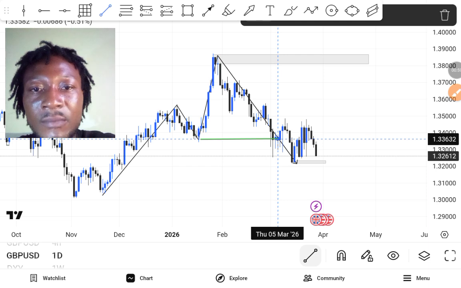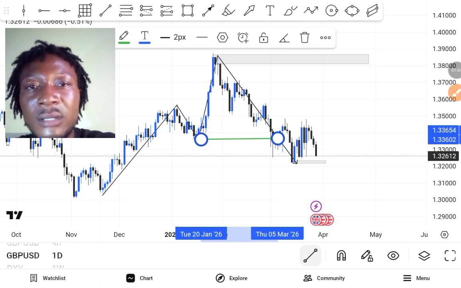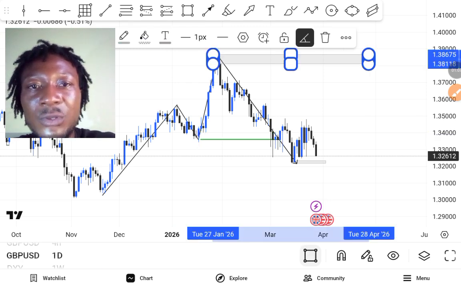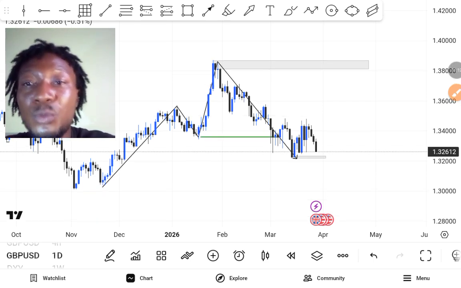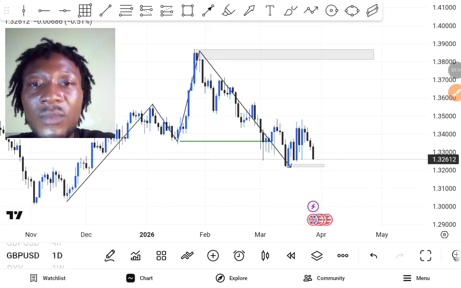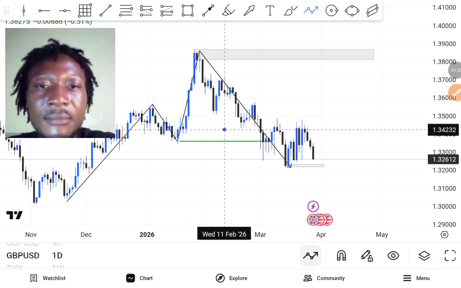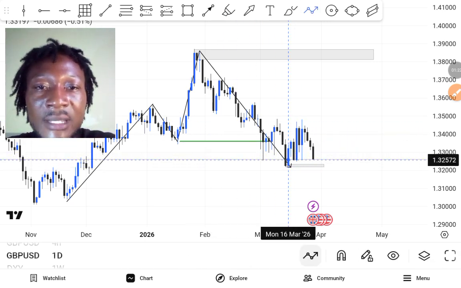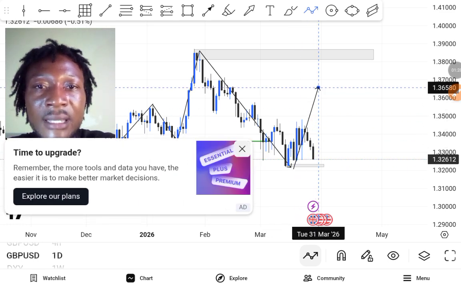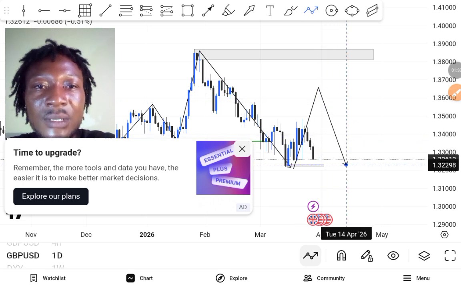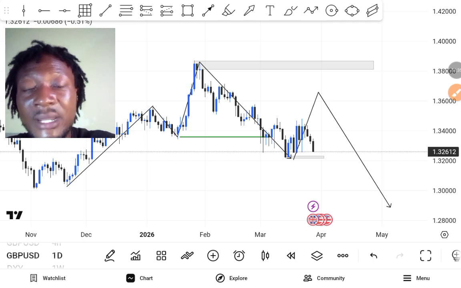And after having a change of character, what do we expect? A pullback. We expect a pullback for you to be able to continue selling. But price did not give us a good pullback. Normally we should be expecting something like this. If price can do something like this, then we know that the trend is still good to go. That's how a downtrend should look after a change of character.